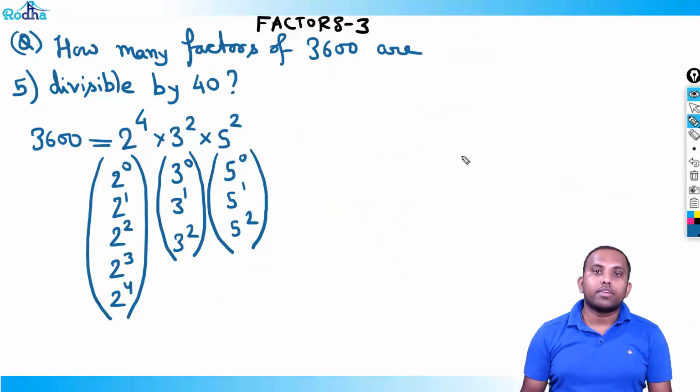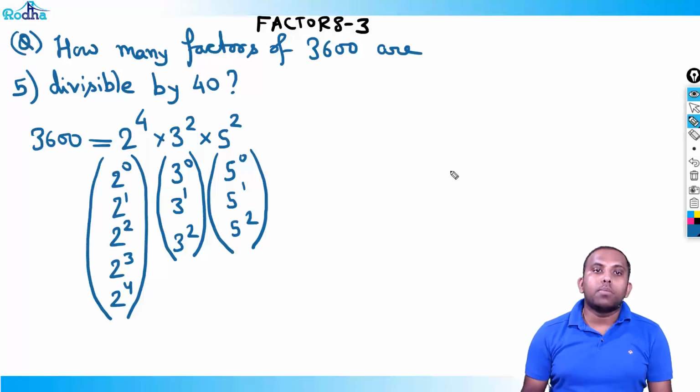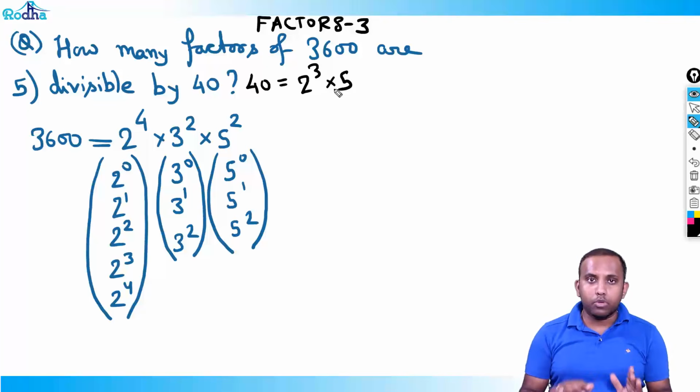Next question: how many factors of 3600 are divisible by 40? Question number 5. Think mentally, we'll quickly do this question. Divisible by 40 means what? Break 40 into prime basis. What is 40? 8 into 5, which is 2 cube into 5. So 40 is nothing but 2 cube into 5.